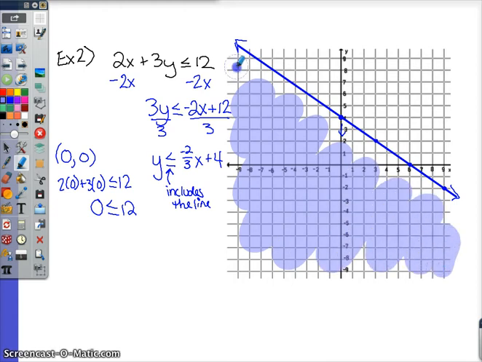You could give me a couple examples of solutions. We could say 0, 0 is a solution, -5, -5 is a solution, -8, 2 is a solution, 3, -2 is a solution. All of those ordered pairs will work in this inequality. I hope that helped you to review 6-5.